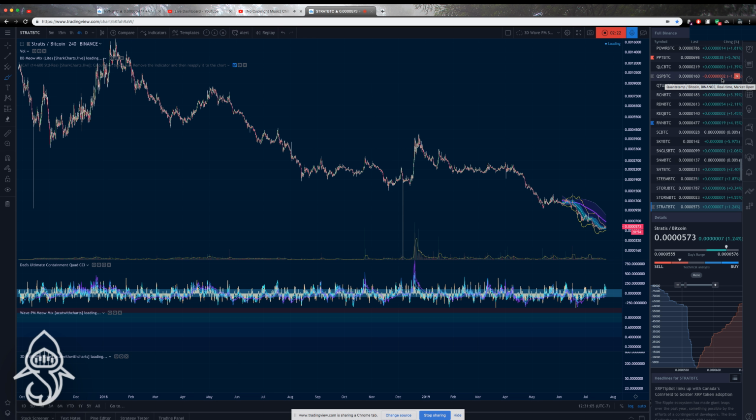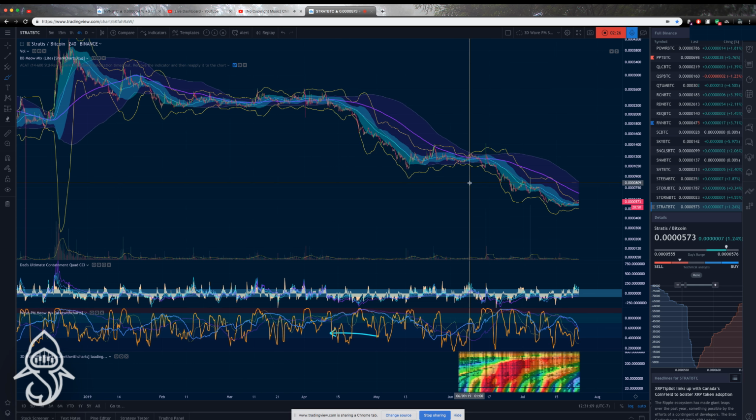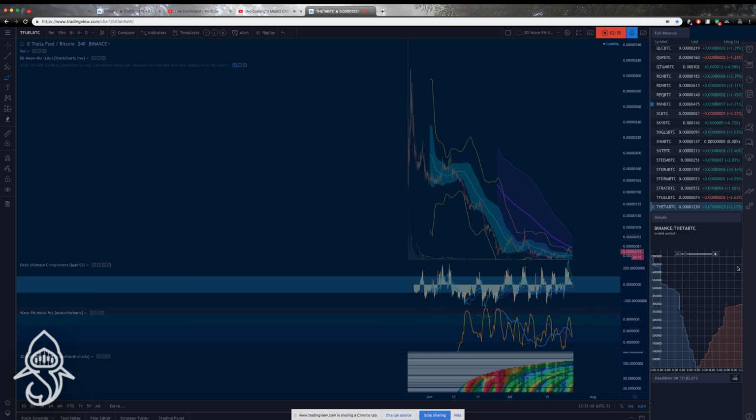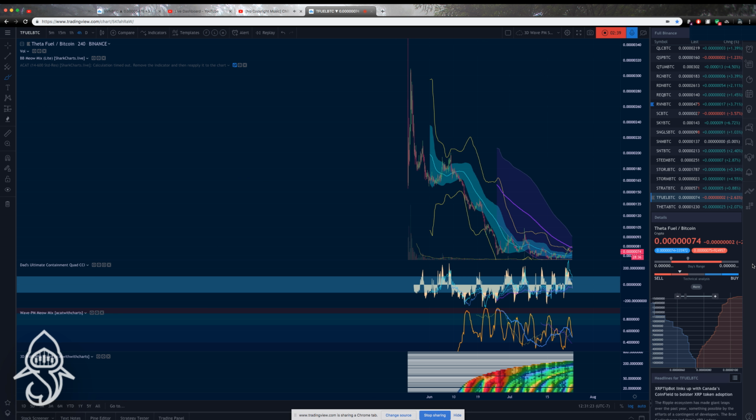Strat. I like the song. Let's go. Pretty much the same scenario, but no implied direction quite yet. T-Fuel, well, no.